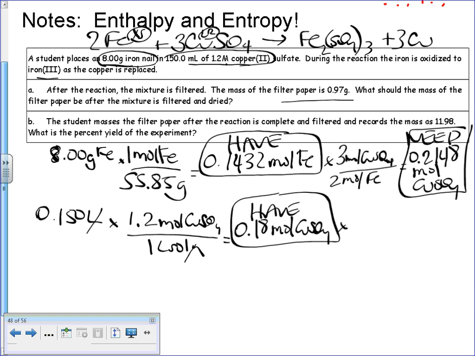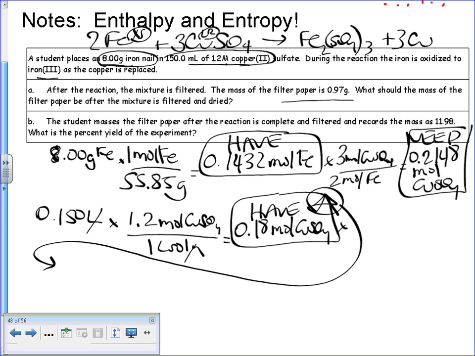So what are we looking for? Mass of solid plus the filter paper. So what solid are we looking for? The copper made, right? So we're going to figure out how much solid copper is made. So the question is grams of copper made. But who do you start with? The moles that you have of the LR, right? So you're starting with this. Let's bring that down here. So the real question is grams of copper made.